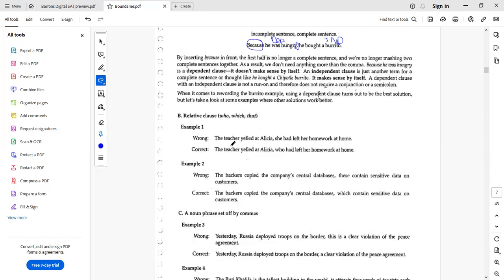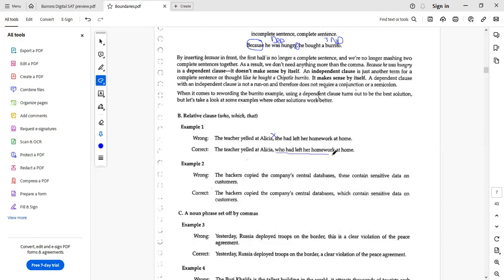Okay, here are some examples. Here he changed to a relative clause. Take care, in the distant set, I'm not going to ask you to write. I'm going to give you the choices and you have to decide which one is right. The teacher yelled at Elijah. She had left her homework at home. This is independent subject verb, and this is independent subject verb, so a comma between them is wrong. It must be comma plus fanboys, semicolon, full stop, or change one of them to be dependent.